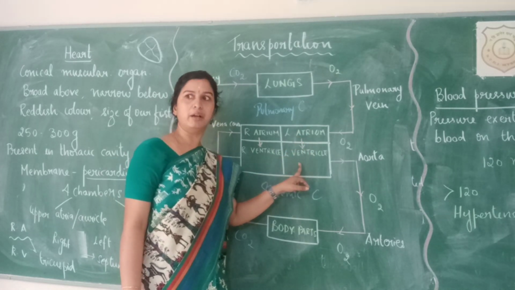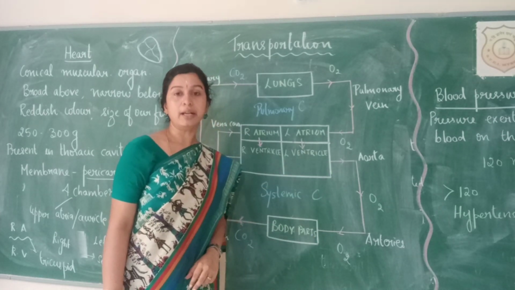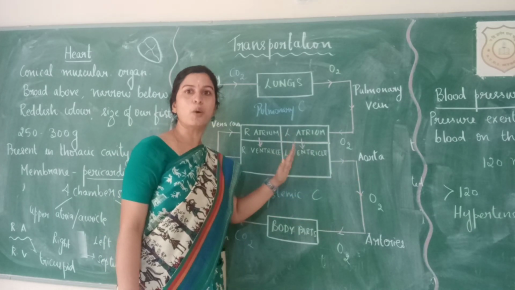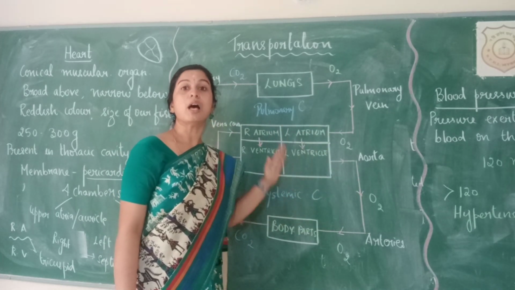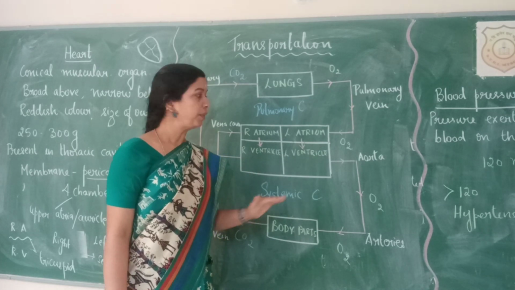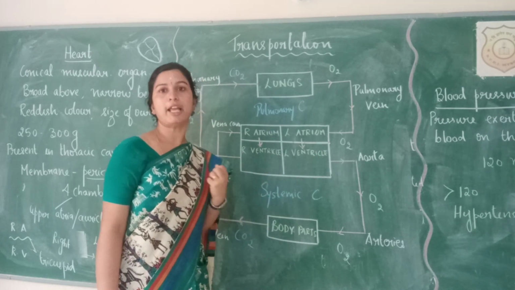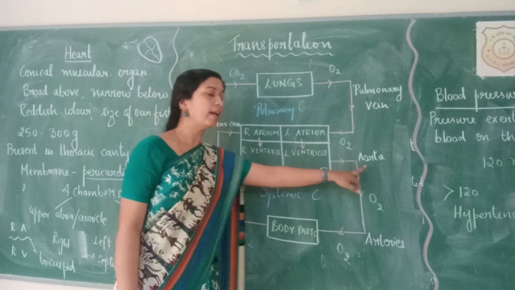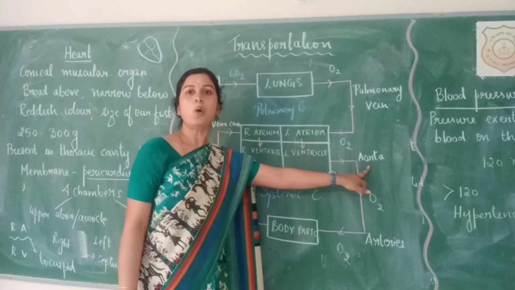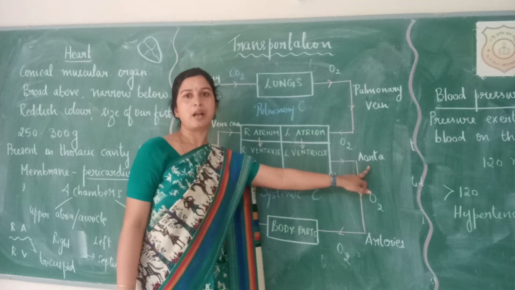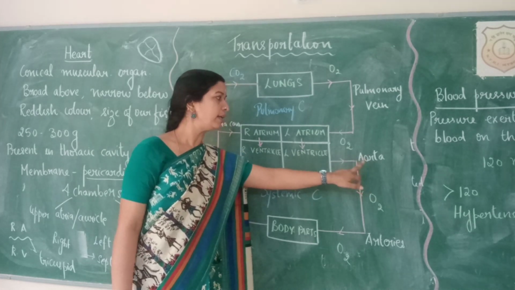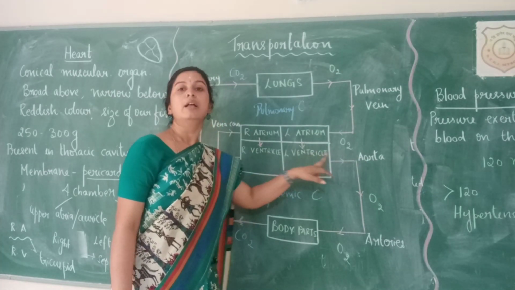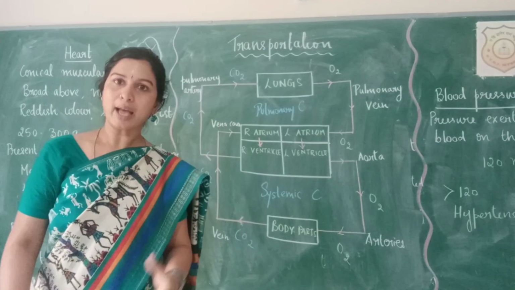Now from the ventricle, this oxygen-rich blood is pushed outside. When it is pushed outside, it is going away from the heart, which means arteries will have to carry this blood. And which artery is going to first take this blood? It is the giant artery, the largest artery, called the aorta. A-O-R-T-A, but it is pronounced as aorta. Okay, it is the largest artery. So from the left ventricle, the largest artery, the aorta, carries the blood.